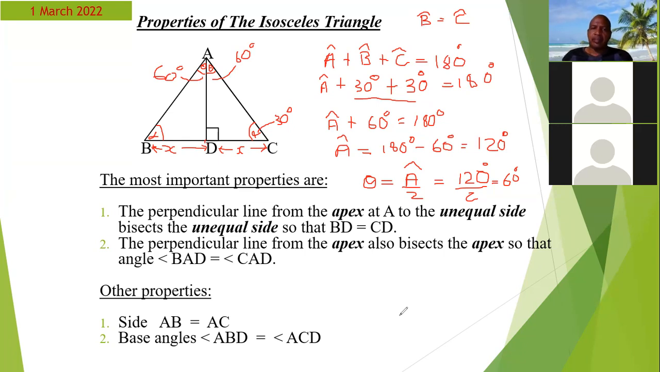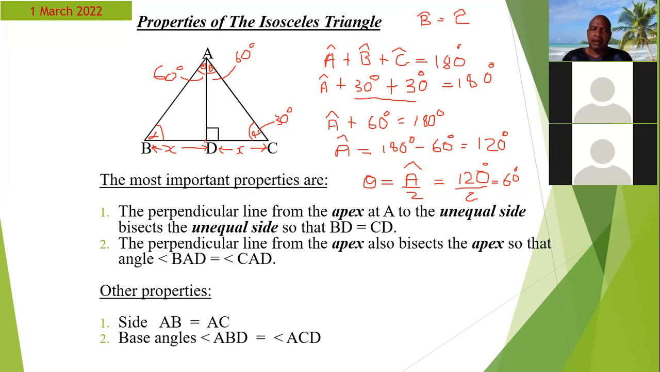All right, so these are some properties of an isosceles triangle. Let us see, based on the ones that we have listed here, what we know about these properties. The first property is that the perpendicular line from the apex at A to the unequal side bisects the unequal side. Is it the first time that you hear the word bisect or bisects?